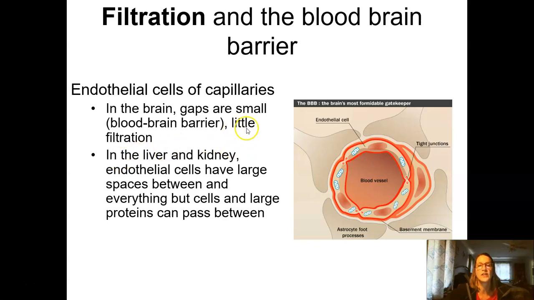So there's very little filtration in the brain. But in the liver and kidney, where you have to remove a bunch of wastes from the blood, and we're going to talk about those in the next chapter, the endothelial cells have large spaces between them, and so there's a lot of filtration that occurs there.